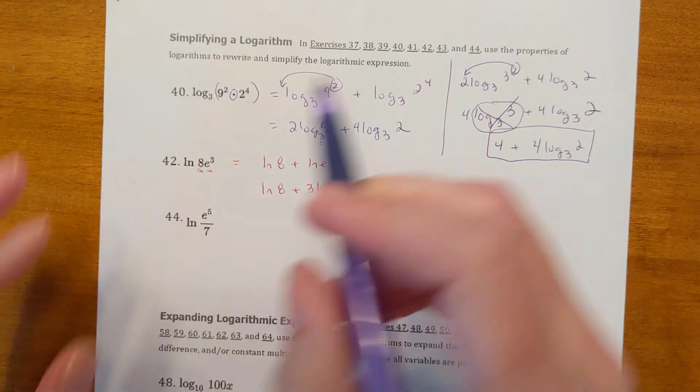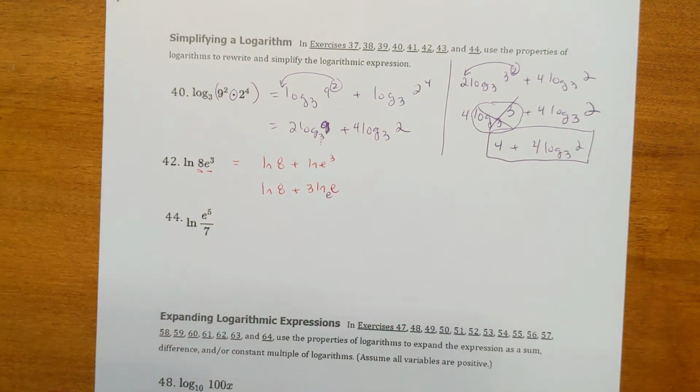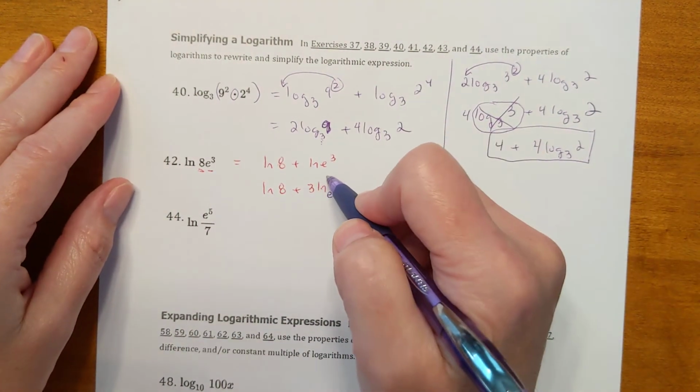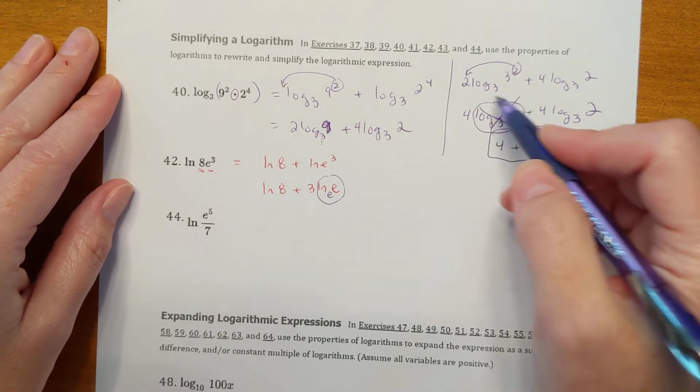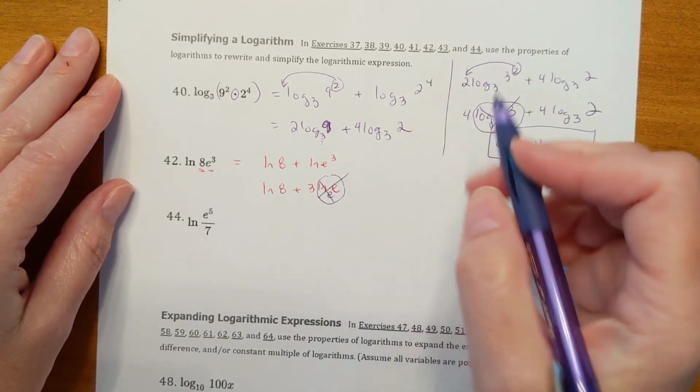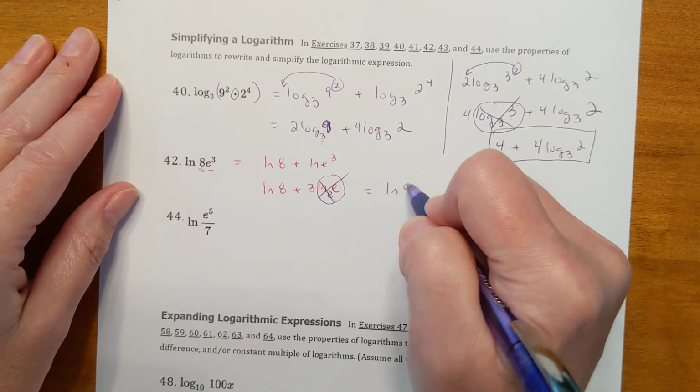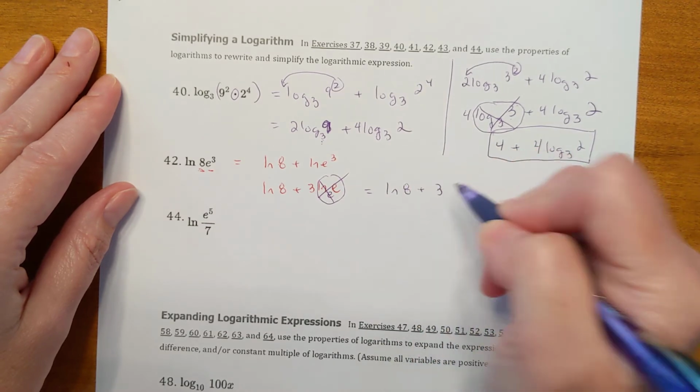Again, the natural log is to the base e. We just don't write it. So we have an e and an e. So just like above here, a 3 and a 3 is a 1, e and e, that's 1. So that just makes the natural log of 8 plus 3.